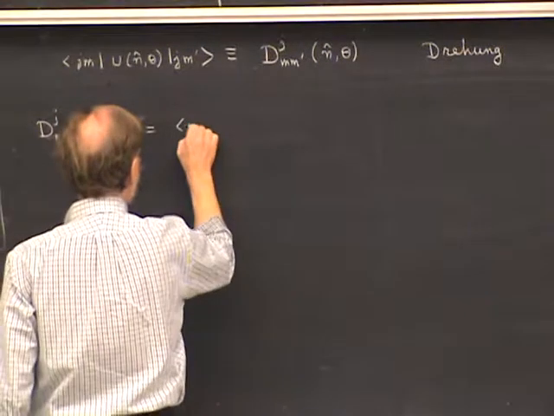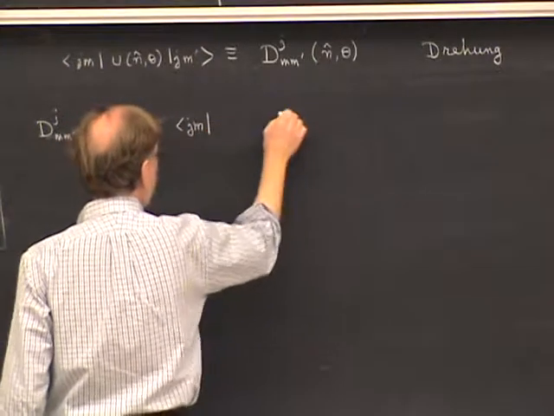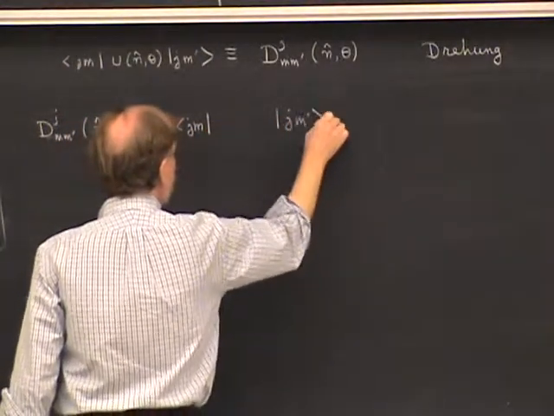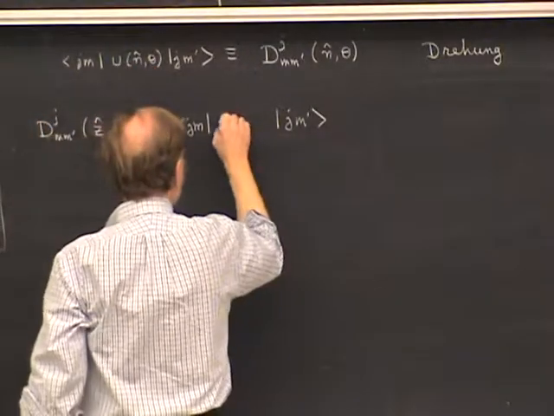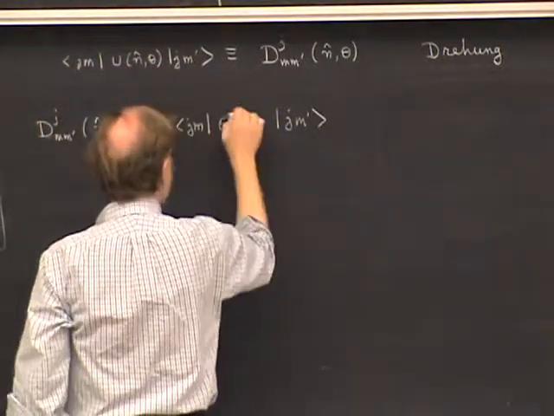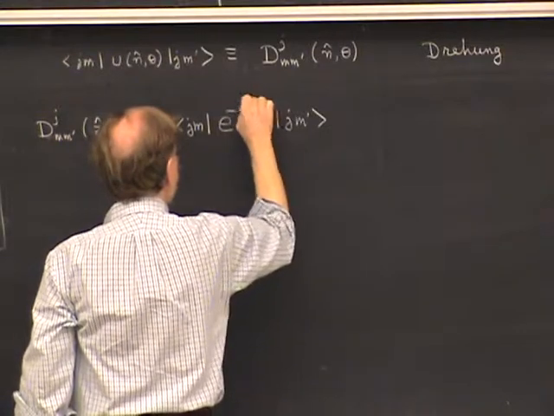By its definition, this is just <j m| and |j m'> sandwiched around the rotation operator in the z-direction. So that's the same thing as my angle theta. But that's the same thing as e to the minus i theta times J_z.